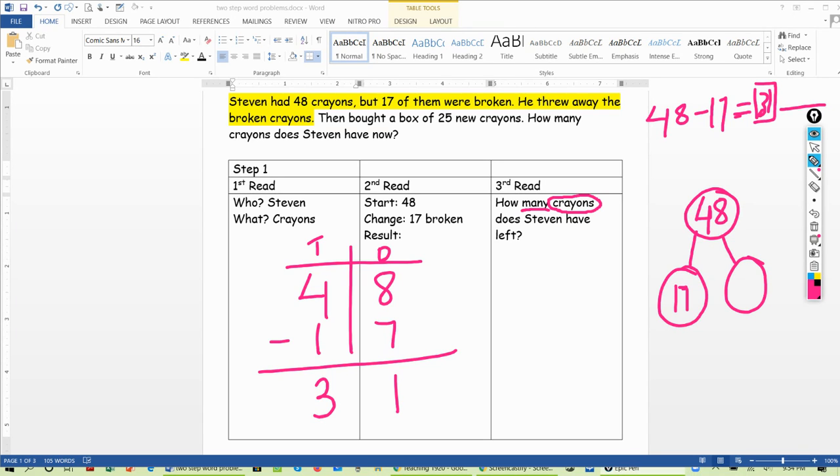Remember, we are not done with this two-step problem. This is the first step. Okay, you're done with the first step. So I'm going to go ahead and erase this. Actually, let me type here. The result is 31 crayons. Okay, we got that. And then I'm going to highlight this too. Okay, that's our first step answer, right? Let me go ahead and erase this part.